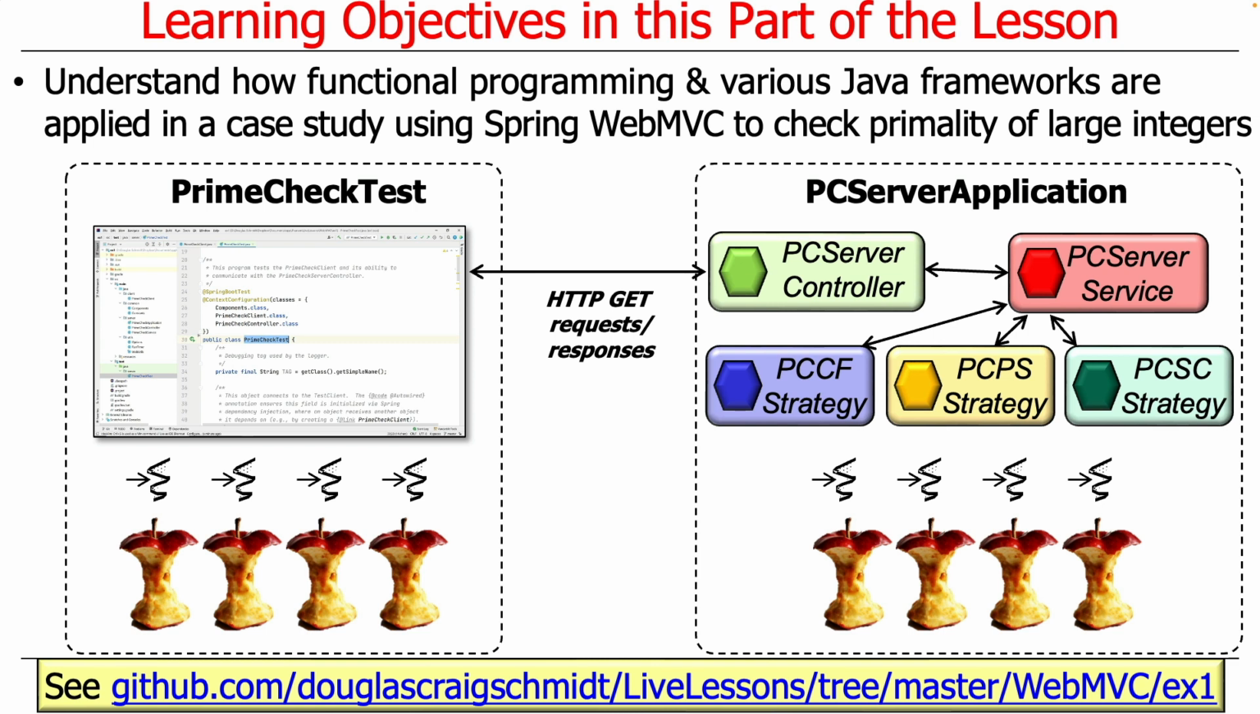And you can see here that we're going to have a client-server architecture where we're going to have a program called PrimeCheck test, which is going to generate HTTP requests and get responses back using Spring WebMVC. And it's going to send them over to this PrimeCheck server application, which is going to have a controller and a service which will further delegate down to strategies. And we'll talk about why we do things this way. And all the code is in the EX1 project in my WebMVC folder in the Live Lessons GitHub repository.